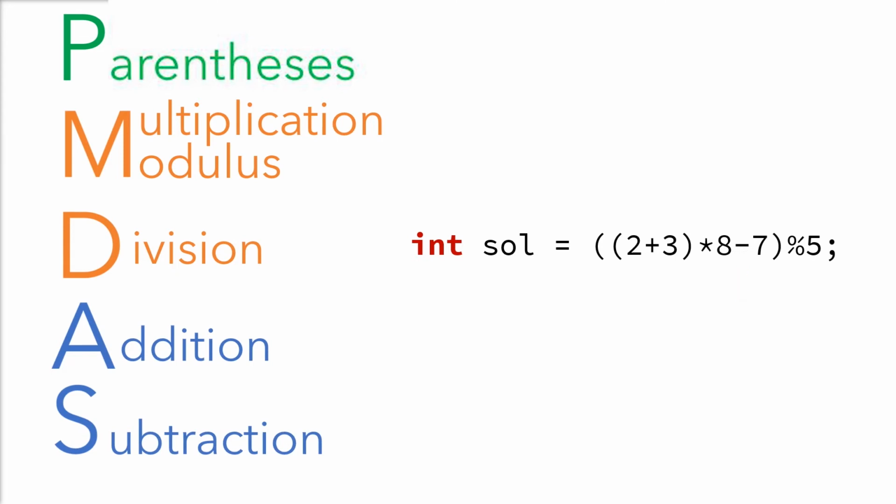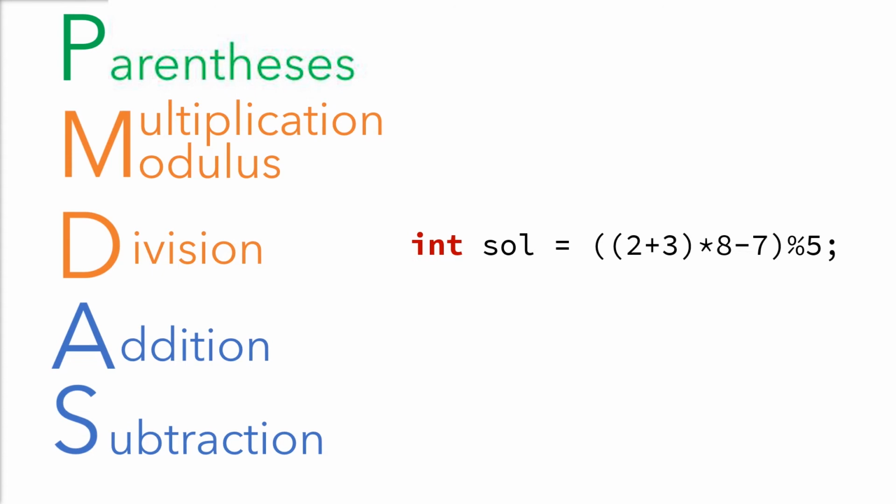Now let's try an example. Just pause the video and try to solve this problem. Solve for int sol equals this expression. So this might seem complex at first, but once we get the gist of PEMDAS in Java, this problem can be solved easily. First, consider the parentheses.